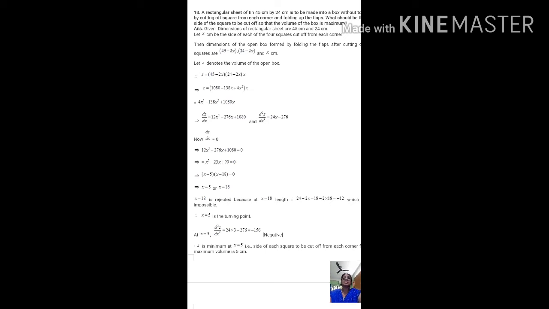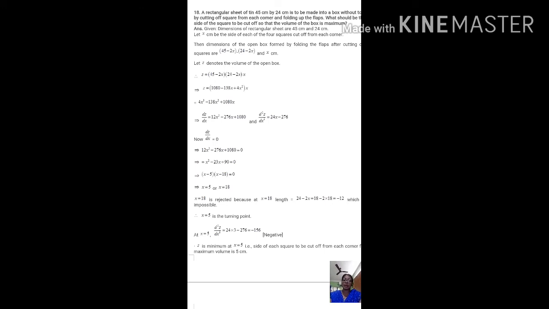So check it once. The dimensions of the rectangular sheet are 45 and 24. Now from each corner an x centimeter square is to be cut off, that means the remaining length of the sheet is 45 minus 2x, the breadth is 24 minus 2x, and the height will be x. So the volume z is equal to 45 minus 2x into 24 minus 2x into x. By calculation we get 4x cube minus 138x square plus 1080x.